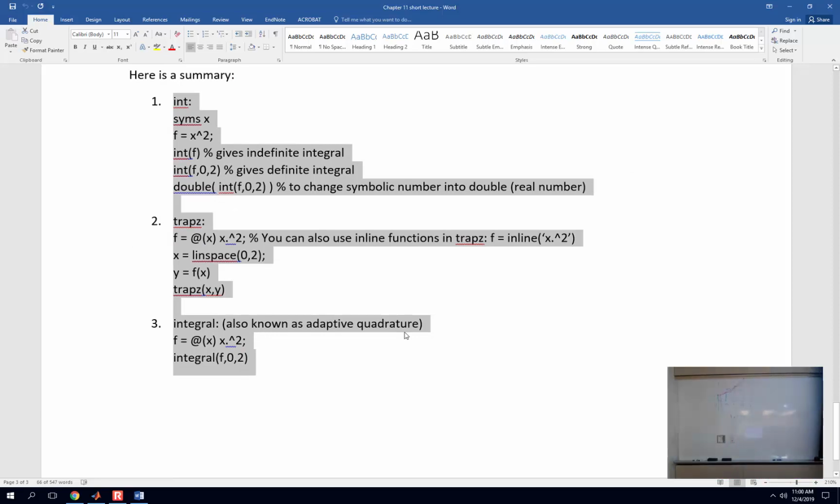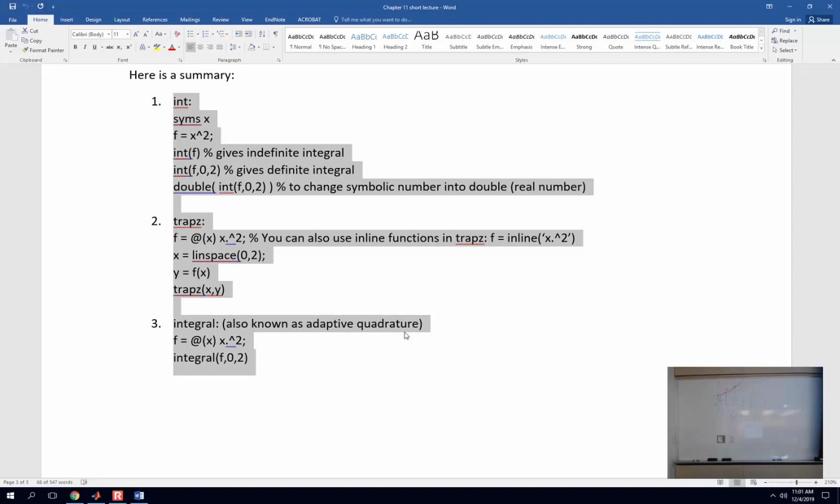For the analytical solution, you need the symbolic toolbox. So first things first, you make x symbolic, syms x. And then you define your function f equal to x squared. Then you do int of f if you want the indefinite integral. If you want the definite integral, you give it the boundaries. The definite integral that you get out of this is going to be a symbolic value. It's not going to be a number. If you want to make it a number, use the function double.